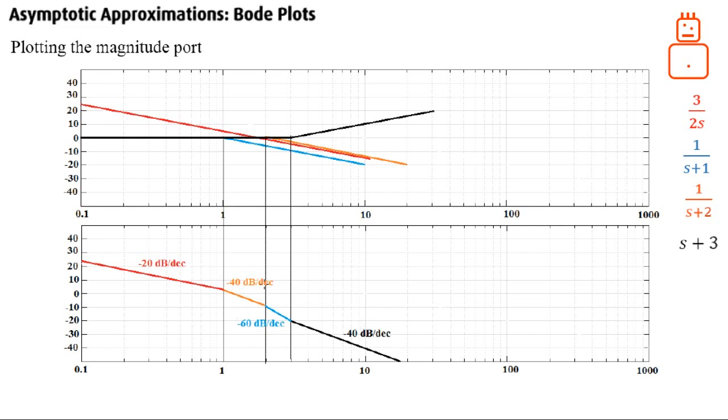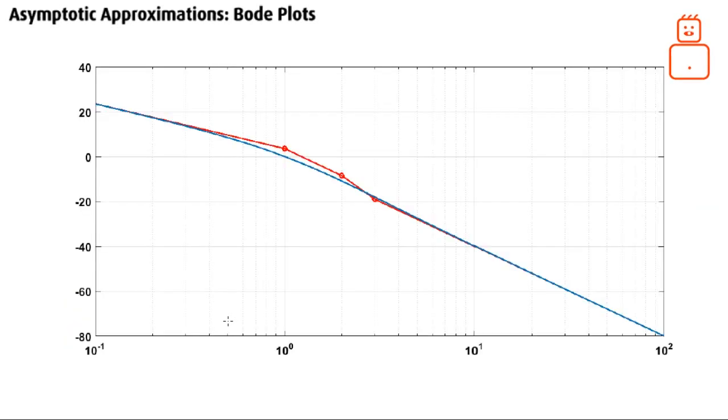This is how you draw the individual Bode plot magnitude for the poles and zeros, and then sum them up. This is a comparison between our drawing, which is the red one, and the MATLAB drawing. See, there is some error, but the approximation is good enough.